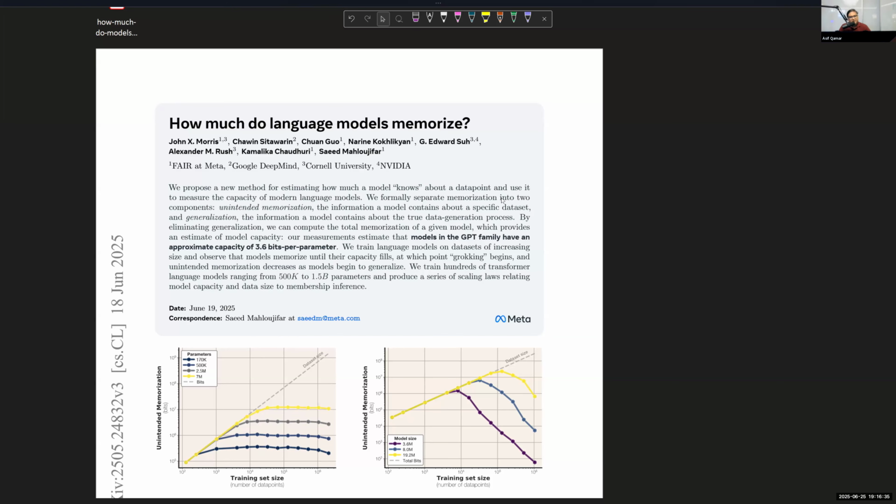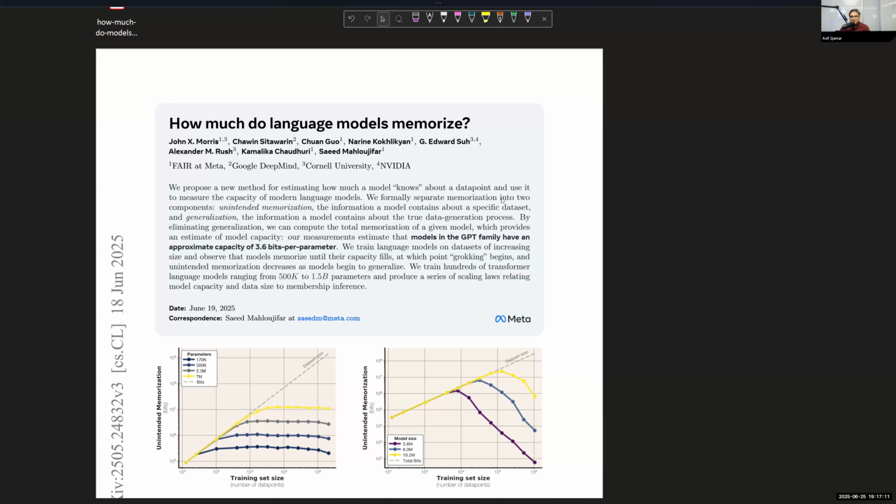So the question that this paper asks is, how much do language models actually memorize? And the answer, amazingly, is given in very clear terms. It makes a statement that in the GPT family, the dominant family out of which large language models, or LLMs, or chat models are built, you can put a precise number, which is approximately 3.6 bits of memorization per parameter.